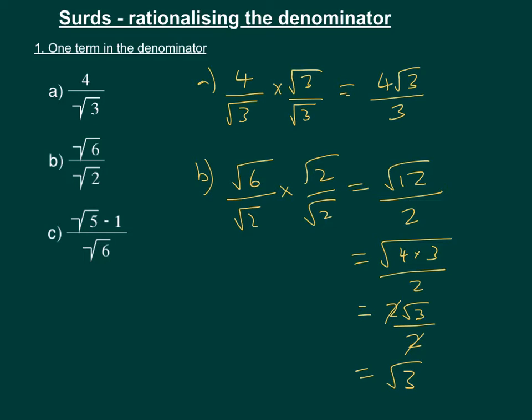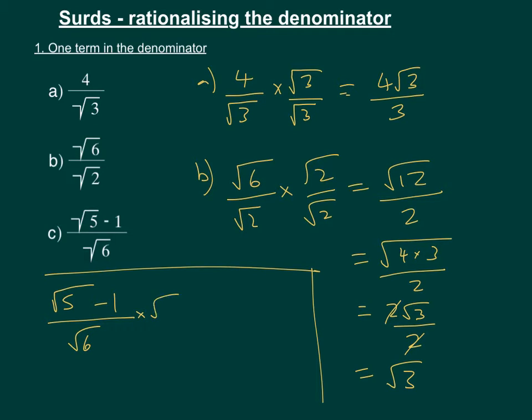The final one, C, we've got two terms in the numerator here, but in terms of what we have to do, there's no difference. So we've got root 5 minus 1 over root 6. We're going to multiply top and bottom by root 6, and that's going to give us root 6 times root 5 minus 1. So we need to multiply both terms by root 6, and then 6 times root 6 is root 36, which will end up being 6.